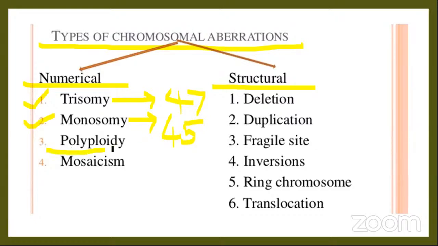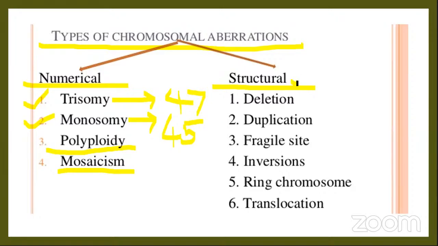And polyploidy condition, just now I said, if there are more sets than the actual sets, that's called polyploidy condition. So in this condition, along with 46 chromosomes, there will be one more set, that is 46 plus 23 again. That becomes 69 chromosomes. So the number of chromosomes is highly increased in the polyploidy condition. Okay, mosaicism is also one of the chromosomal aberrations where the number of chromosomes is highly reduced or highly increased.